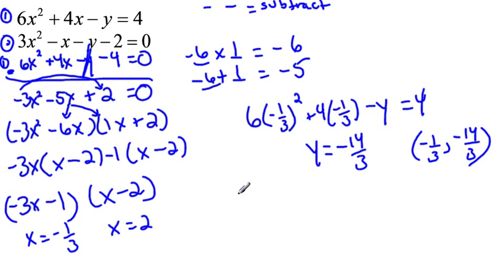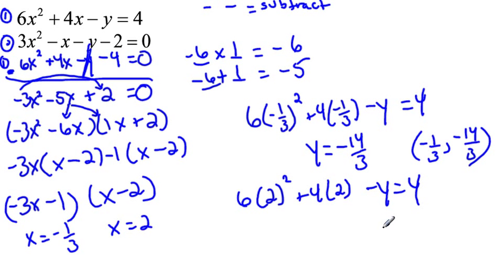Second one we'll sub in for the 2. 6 times 2 squared plus 4 times 2 minus y equals 4. And when we rearrange to solve for y here, we get y equals positive 28, which again, if you check with your store feature on the calculator, this is the solution. So 2 and 28.